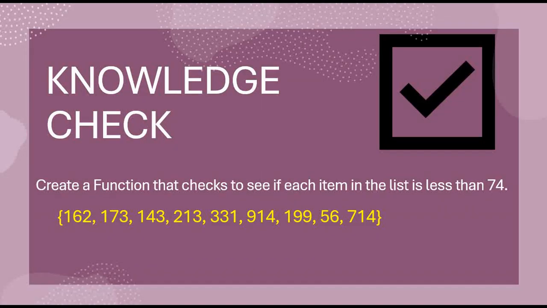Knowledge check. Create a function that checks to see if each item in the list is less than 74. Put your function in the comment section.